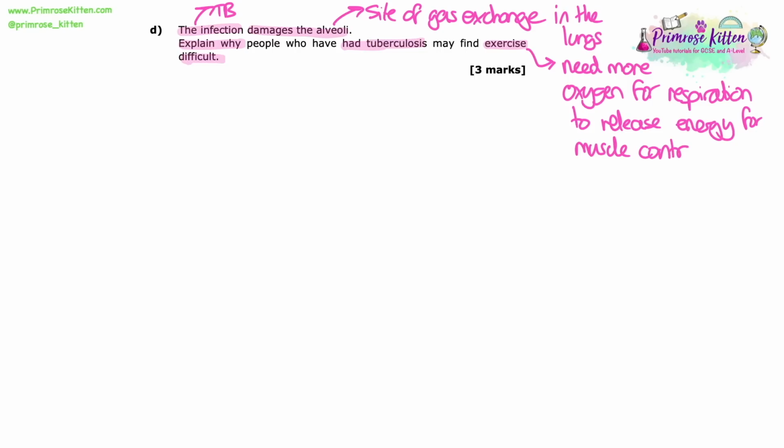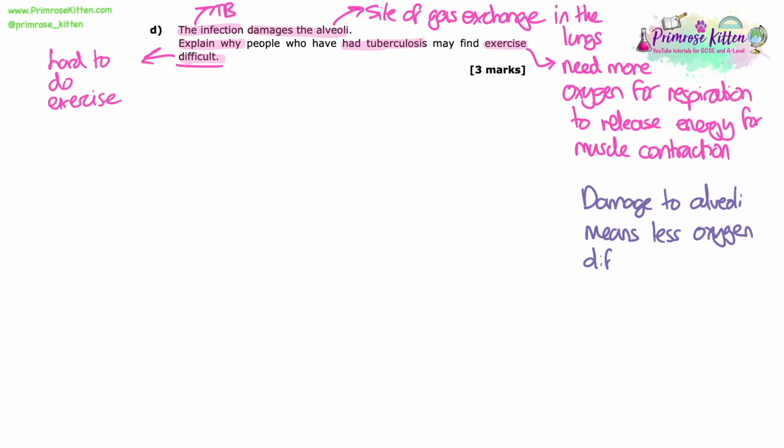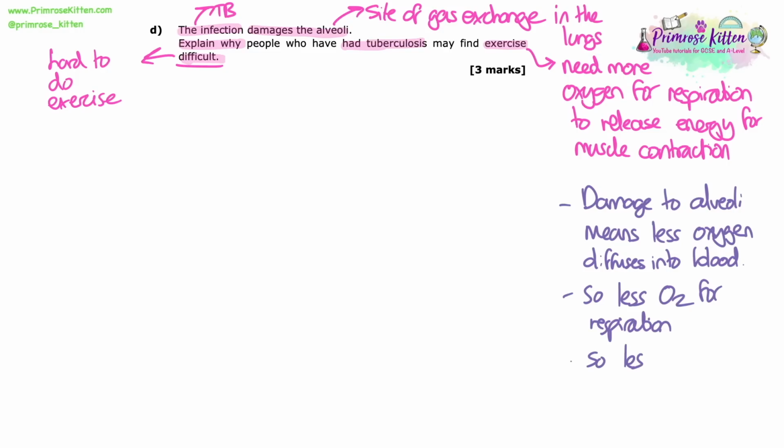So we've got to link this idea of less gas exchange and how that might mean that exercise is hard. So damage to the alveoli would mean less oxygen diffuses into the blood. That's the link between the damage to the alveoli and the gas exchange. Now we need to link less oxygen to exercise. So if there's less oxygen in the blood for respiration, there's less energy to release for muscle contraction, and exercise obviously relies on that. So that's why if you have less energy, exercise would be hard.